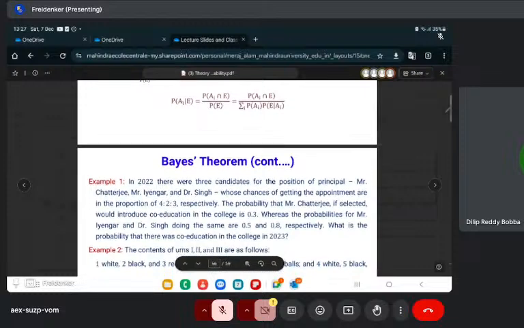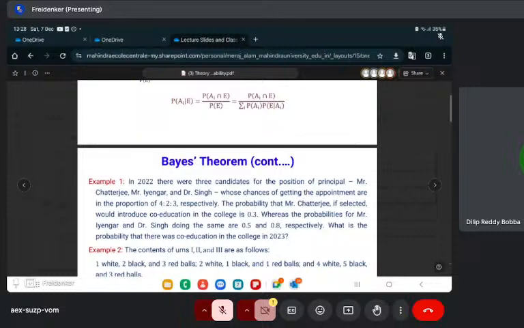In 2022, there were three candidates for the position of principal: Mr. Chatterjee, Mr. Iyengar, and Dr. Singh, whose chances of getting the appointment are in the proportion of 4 is to 2 is to 3, respectively. The probability that Mr. Chatterjee, if selected, would introduce co-education in the college is 0.3. The probabilities for Mr. Iyengar and Dr. Singh doing the same are 0.5 and 0.8, respectively. What is the probability that there was co-education in the college?